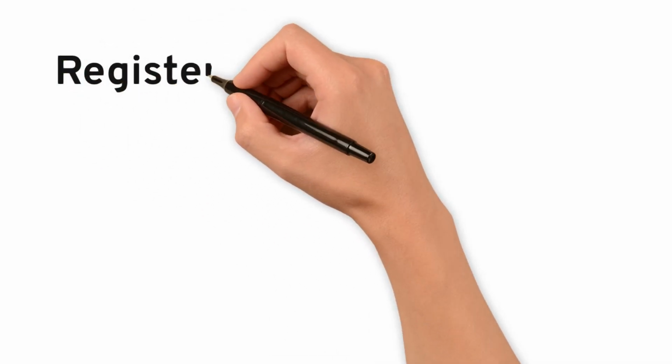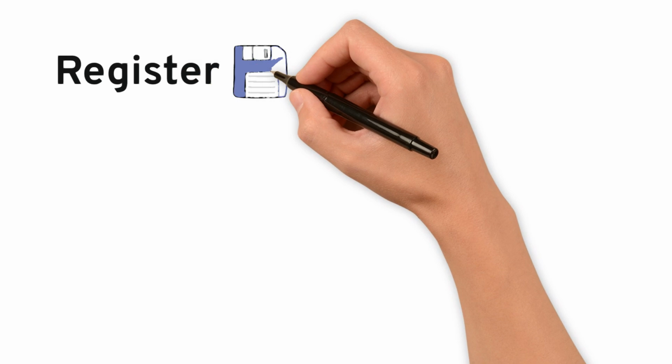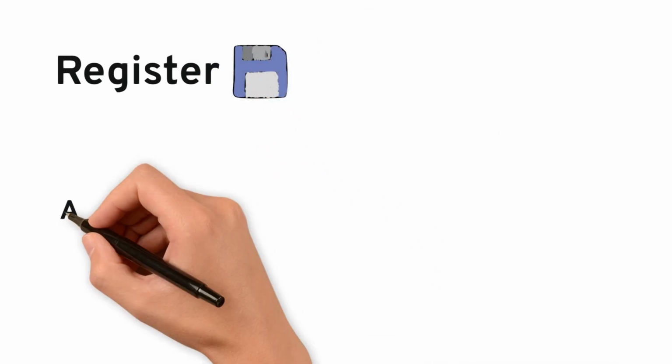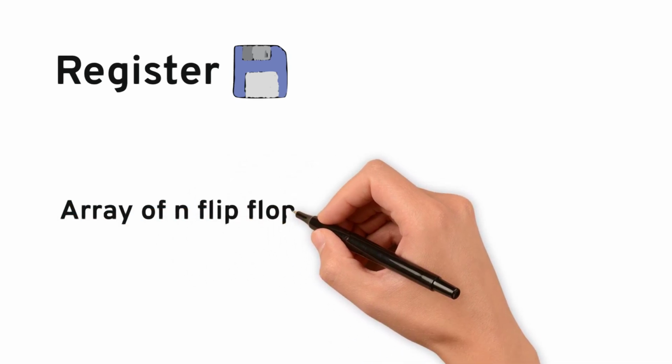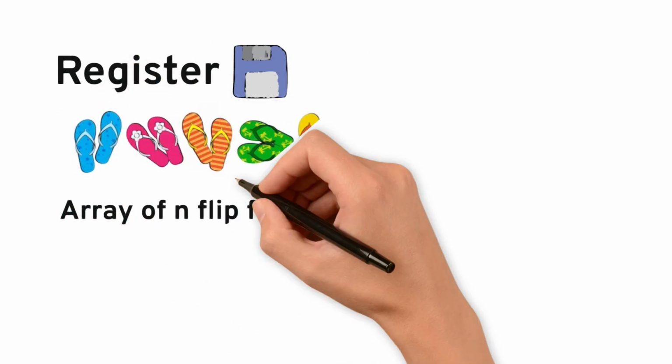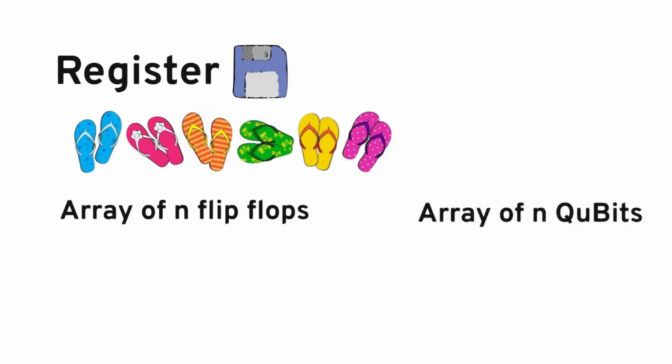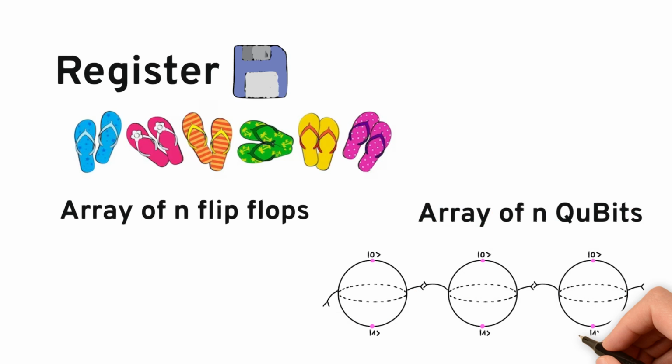As the data has distinct types, it is stored in different registers. The principle is similar, nevertheless. Classical registers are n-dimensional arrays of flip-flops, circuits with two stable states that can be used to store binary data, while quantum data is stored in n-dimensional arrays of qubits.